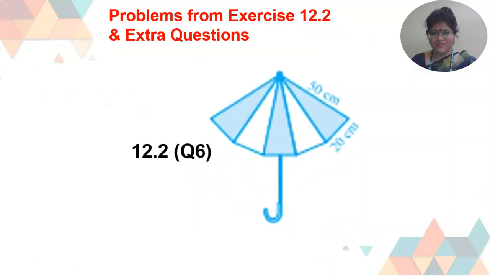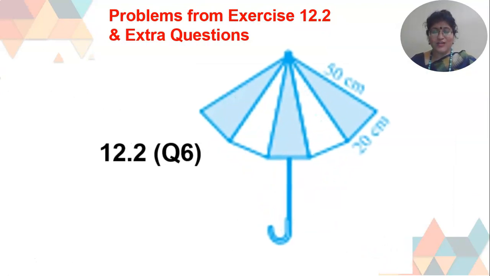The umbrella one, wherein you had to find out the total area used by two different colored pieces of cloth. So this is question number 6 of exercise 12.2. Again, another important question. They have given this also as 50. So we found out the area of one such triangular piece. They asked you to find out the area of 5 triangular pieces which are blue in color and the remaining 5 which are white in color.